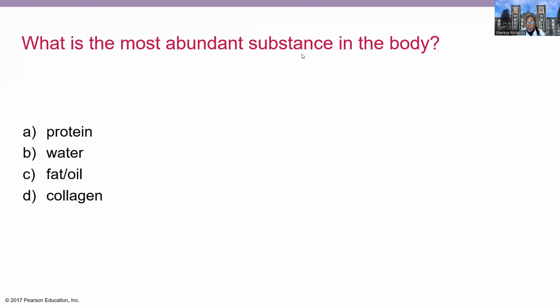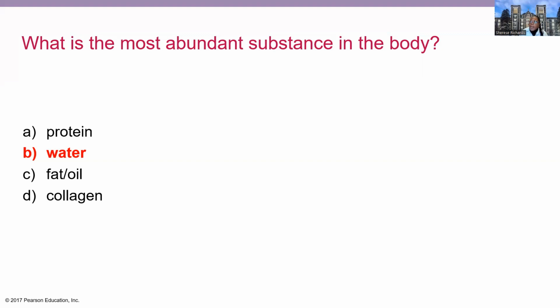The majority of you went with B, and B is the correct answer. Okay. So out of proteins, fats and oil, collagen, water, water is the most abundant substance in the body. It's also the most abundant substance on the planet, for that matter. So it's a really important element.